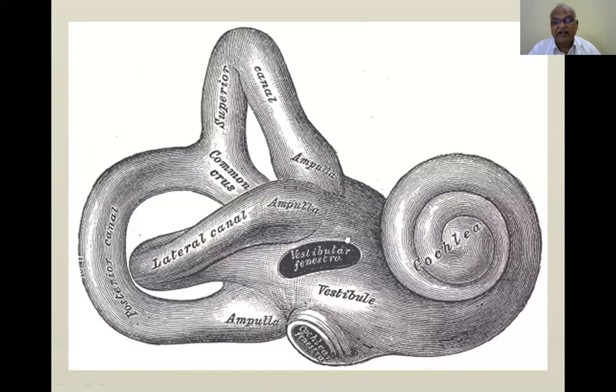Now this is the cochlea, this is the vestibule, this is one semicircular canal, another semicircular canal. This is the posterior canal. This is the superior canal, otherwise called the anterior canal. This is the lateral canal. This is the vestibular fenestra. At this point only, the footplate of the stapes touches this region.